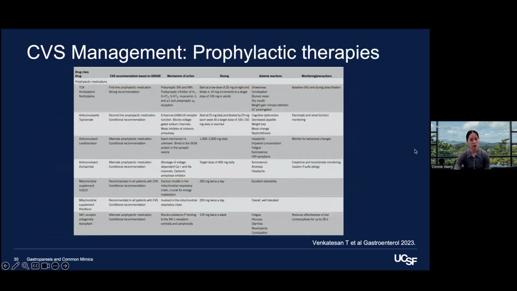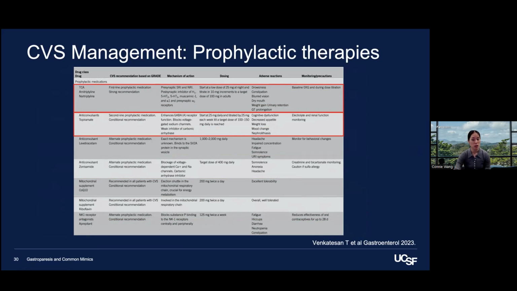Prophylactic therapies, I would say, by far and away, the one that has the most data is really the TCAs, and amitriptyline in particular has been the best studied, with efficacy of about 70% response in adults from retrospective studies. Topiramate, though, is another option, also based on very small retrospective studies, but the response rate has been up to 70, 80%.